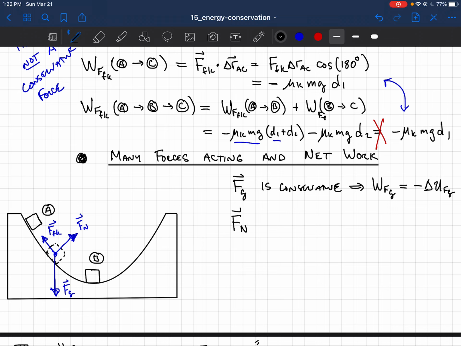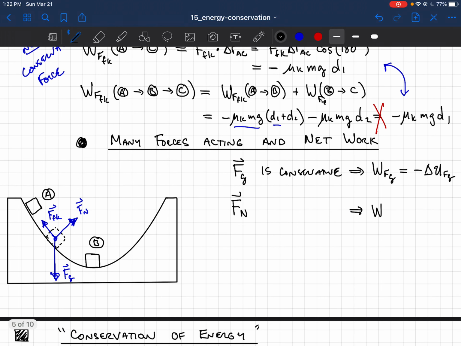What about the normal force? We didn't talk about the normal force yet, but there's something here that tells us something about it. It turns out that the normal force is not conservative.